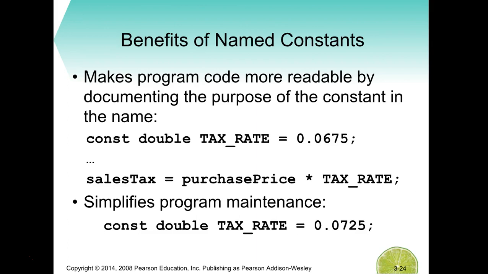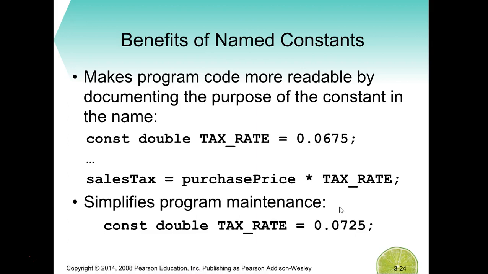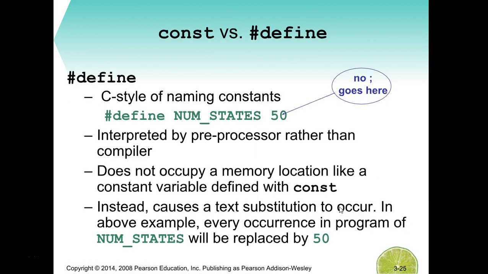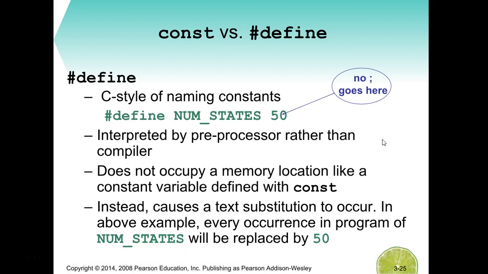For example, if the tax rate changes, you can change one variable in your program and everything else falls through. I believe those are the only slides. Nope, there's another one. Again, I believe I showed this to you also, there is a way to use a pound define statement. And this is what they call a C style of naming constants. It's a preprocessor rather than a compiler directive.